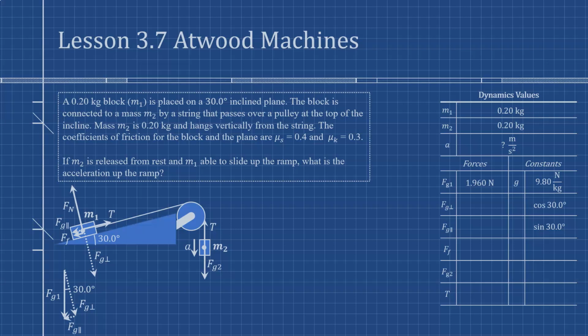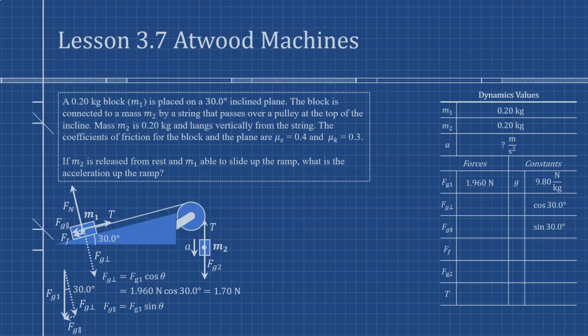Cosine of 30 is another special value, but you just have to punch that one into a calculator. Okay, so let's go ahead and calculate the perpendicular component. That's going to be FG1 times the cosine of 30, because in my component diagram, the perpendicular side is the adjacent side. So I'm just going to take 1.960 newtons times the cosine of 30, and that gives me 1.7 newtons pointing perpendicular to the ramp.